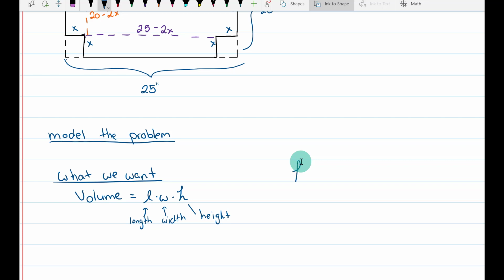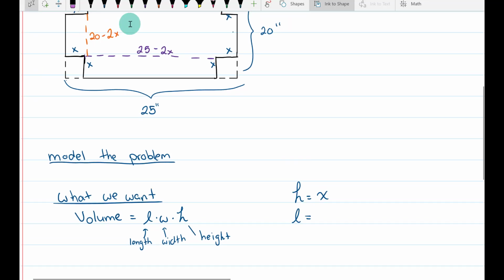We know that we called the height of the box x. So let's talk about the length. The length is this piece right here. The whole length is 25 minus 2x, because this is not the length of the box, just this purple piece in, because this whole section right here is going to be folded up. And then the width is 20 minus 2x.